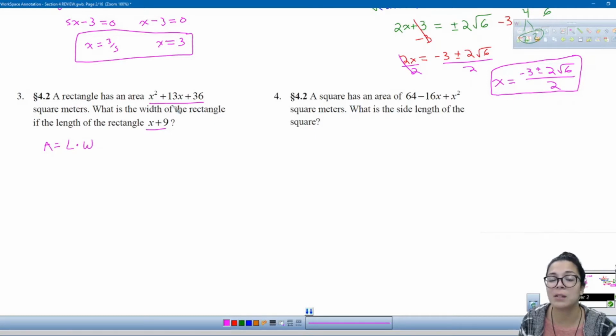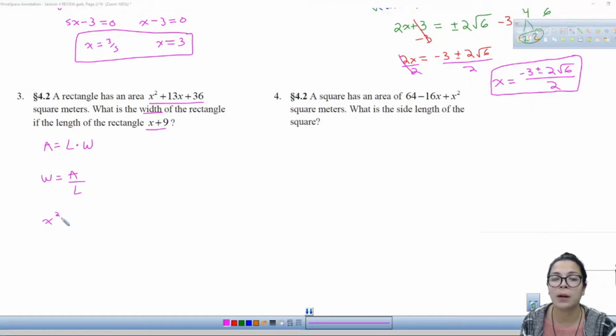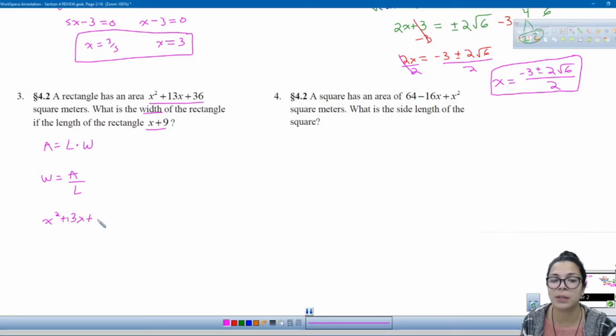So if I could write this expression as something times something else, one of those something is the length and the other one is the width, right? The other thing that you could do to solve for the width, right, since area is length times width, then width is area divided by length. So you have the length and you have the area. You could do x squared plus 13x plus 36 divided by x plus 9 in order to find the width. I'm not going to do it that way because I think factoring is easier.